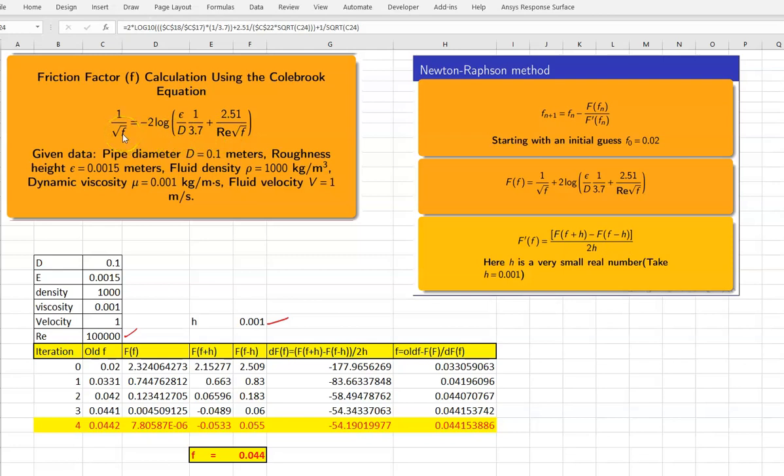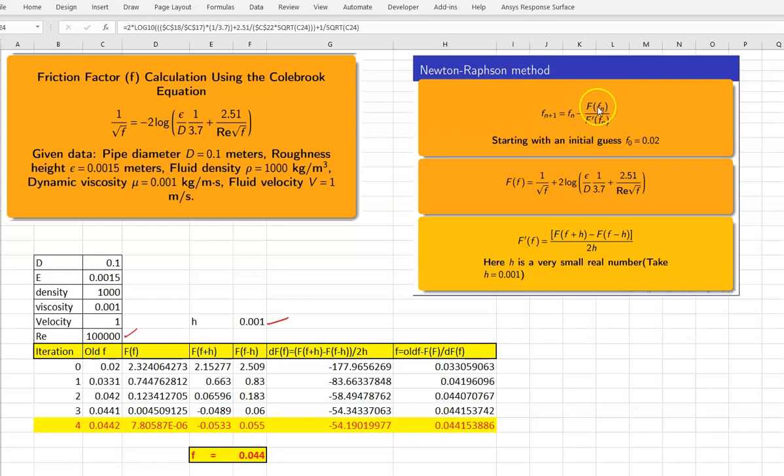So f can be found by a root finding method. Here I am using the Newton-Raphson method. Now here is the Newton-Raphson method: f(n+1) is equal to f(n) minus capital F of f(n) divided by F dash of f(n).